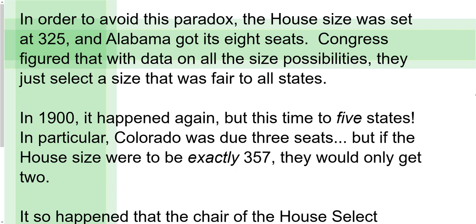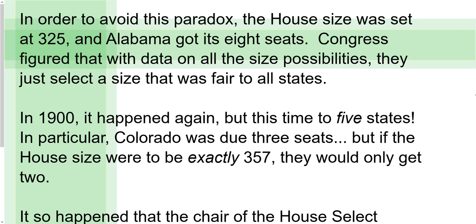So Congress's response to this: the chief clerk shows them this, and Congress is like, okay, can we just avoid that? The House size was set to 325. Alabama got its 8 seats. Congress was just going by the thing, and apparently they knew of this. When the chief clerk was like, "Holy crap, what's happening here?" Congress was kind of like, "Yeah, we're just going to choose a size so that nobody loses a seat. We got this." It's kind of like they knew what to do.